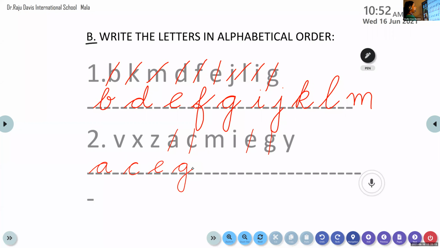Yes, very good. After G, H. H is not there. So what we have to do is jump on to the next letter, I. Yes, I says I'm here. So we have to write the letter here. Very good. I. After I, which is the next letter?